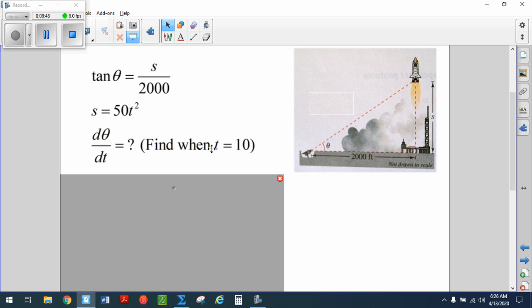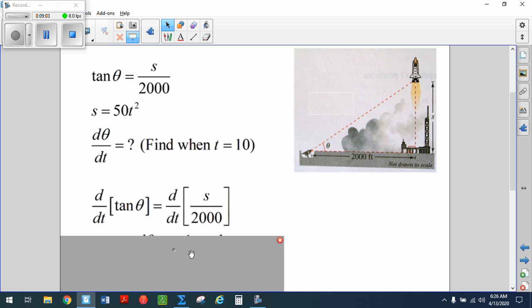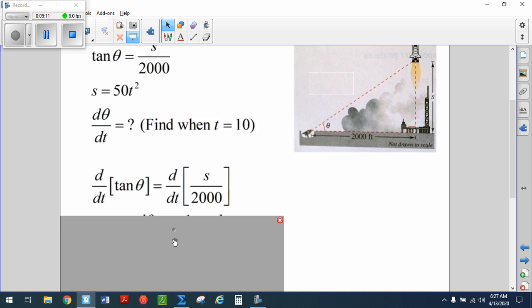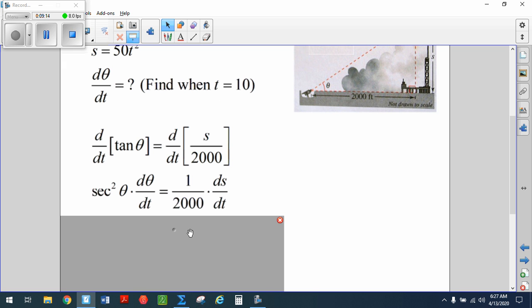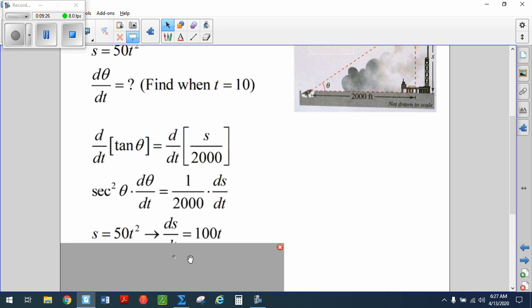So if I take my original equation that I wrote down, tangent theta equals s over 2,000, you could plug in the 50t squared. I didn't do that, but you could just plug in the 50t squared and work it out from there. So I took the derivative of both sides, derivative of tangent theta, and then derivative of s over 2,000. Derivative of tangent is secant squared, and then times d theta/dt. Derivative of s over 2,000 is 1 over 2,000 times ds/dt. So again, I could have just plugged in the 50t squared and gone from there. If s is 50t squared, ds/dt is 100t.